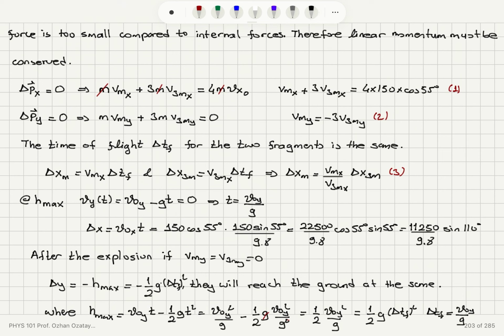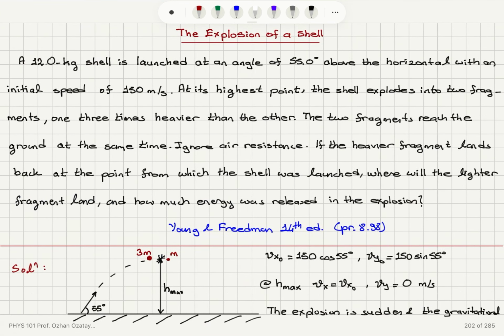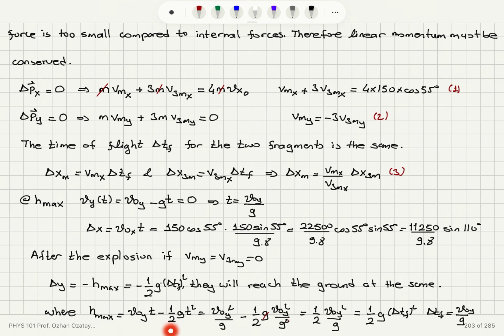We have basically used the fact that they have no initial y component after the explosion in order to reach the ground at the same time, and that means Hmax is 1/2 g delta Tf squared. But Hmax was also related to the initial y component of the shell when it was launched. So it's this component: V0y t minus 1/2 g t squared is Hmax.